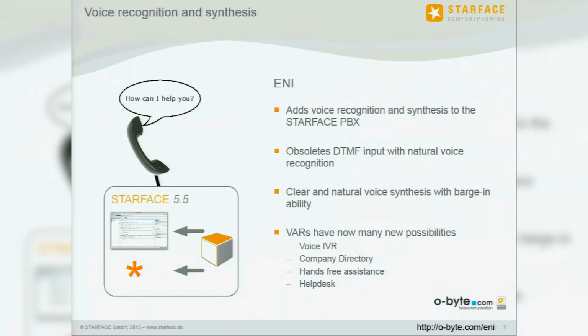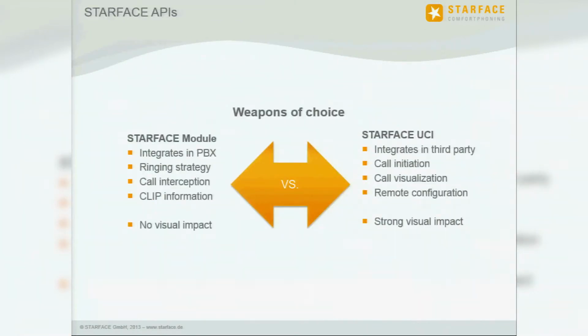So we built this other API. And these two do coexist because of the use cases they cover. They're very specialized for each use case they have. And the other API is called Starface UCI. I think that's Unified Communication Interface. So this has been invented for integrating with third-party applications, so giving the information on the PBX outside.